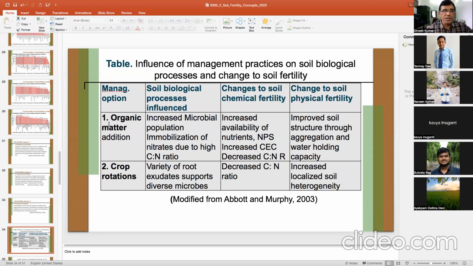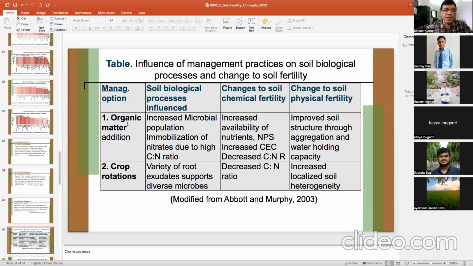If you add organic matter into the soil, this is a management option. Once the organic matter is added to the soil, there is surely an increase in the microbial population. They will start decomposing the organic matter, and for this, they will take some nutrients from the soil. Also because of that, there is immobilization of nitrate due to high C:N ratio. These organic residues, when you add them into the soil, have a wider C:N ratio. Therefore, certain available nutrients which were meant for the plant are taken up by the microbes.